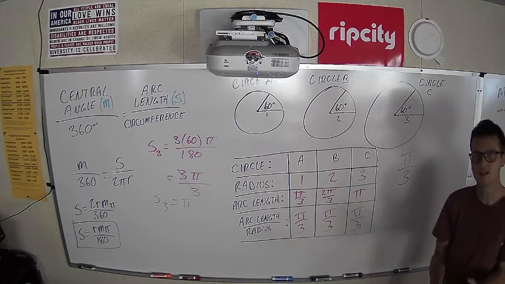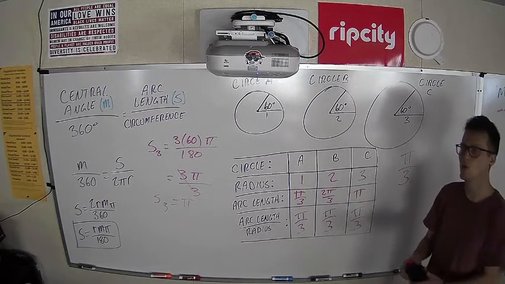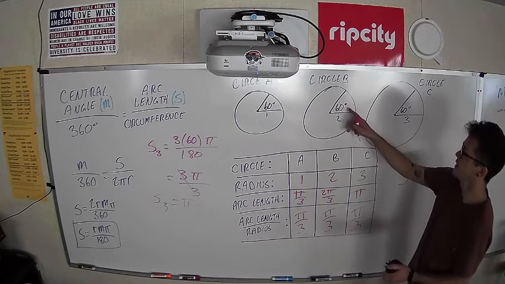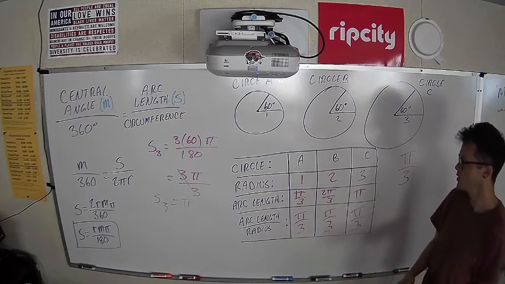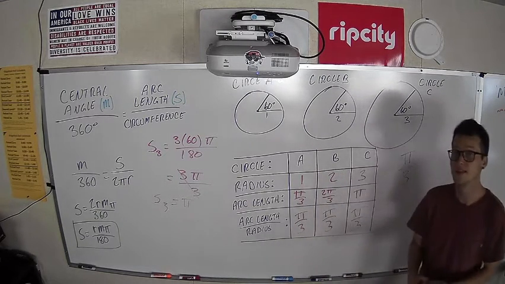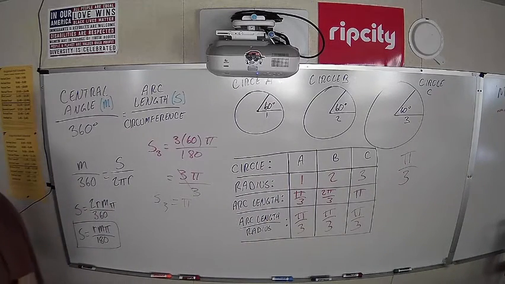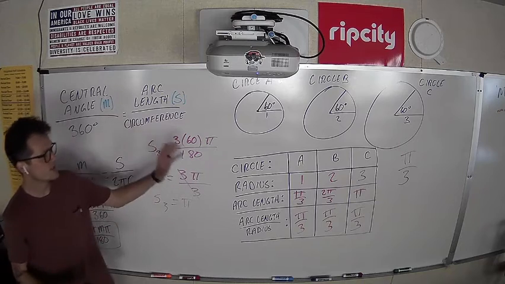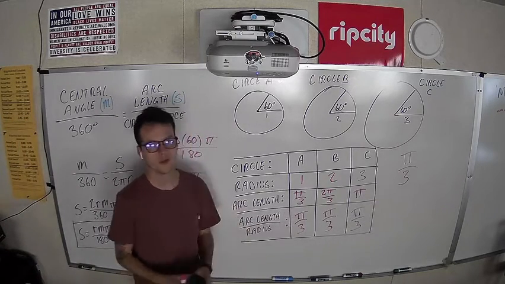That's always going to be the case for any sector you ever explore, any arc length you ever explore, where the angle measure is 60 degrees. So this is a special ratio that we'll talk about moving forward. This is called the radian measure of that particular angle. So we say that a 60-degree angle has a radian measure of pi over 3.